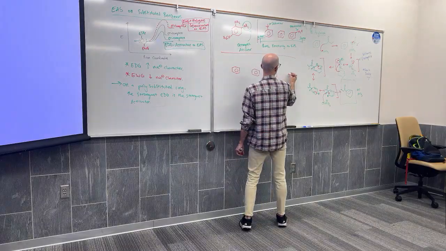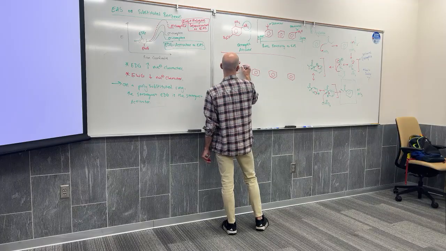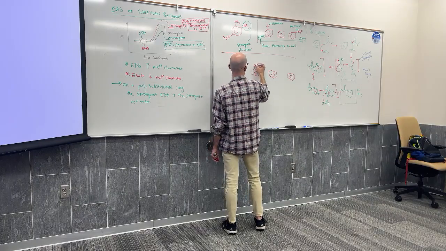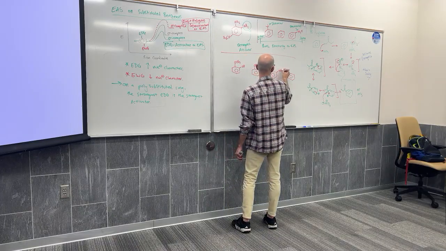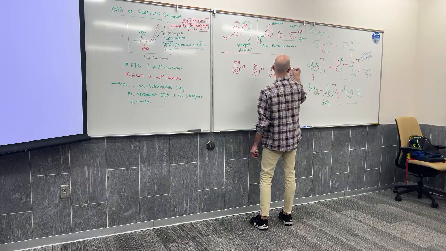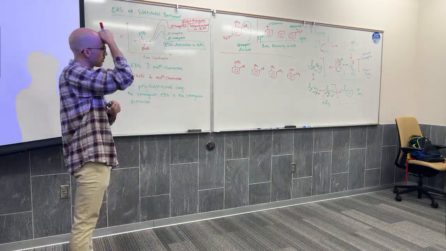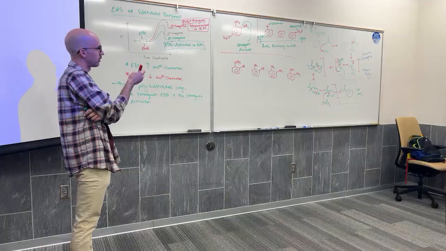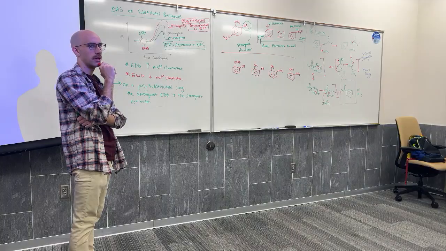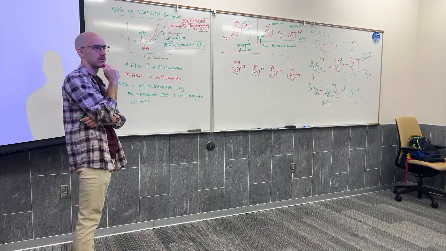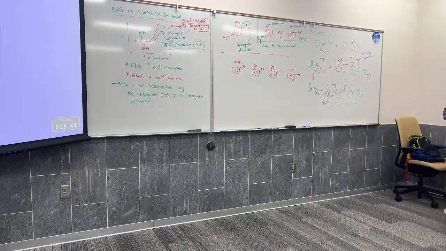Four benzene rings. I've got OCH3 and OH, CH3 and OH, CH3 and NO2, and CHO and NO2. Now let's rank their reactivity to EAS.